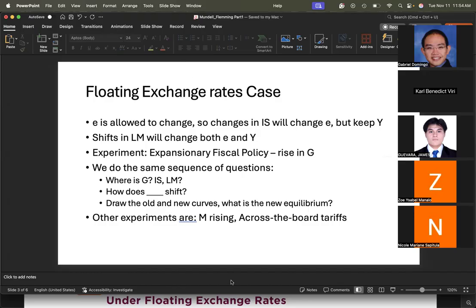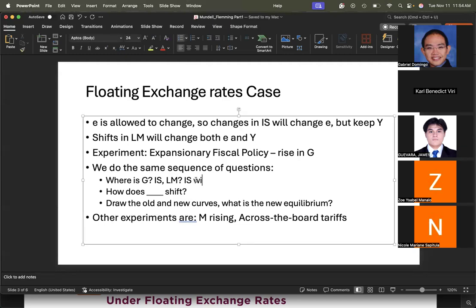In fact, dapat sanay na kayo nun. Kasi for the past 2 weeks, we've always started by asking, by framing this simply as hanapan ng letra, right? If you know G is changing, G is somewhere in the system of equations. Hanapin niyo muna yun. So it's IS will shift. How does it shift? If it's a rise in G, then you can think about it in terms of PE. What does PE do? Let's start with that. PE will blank.